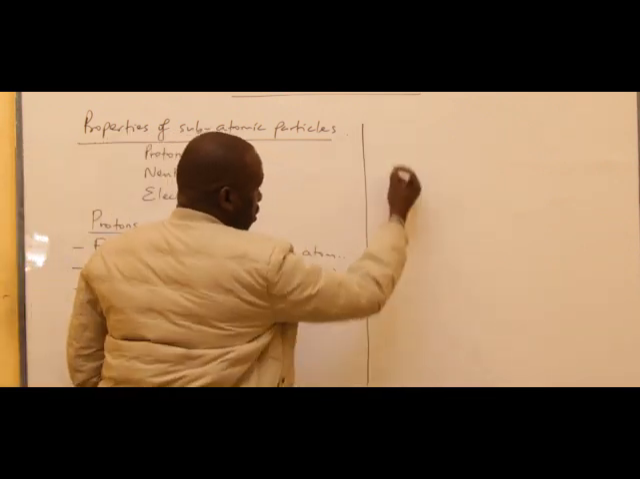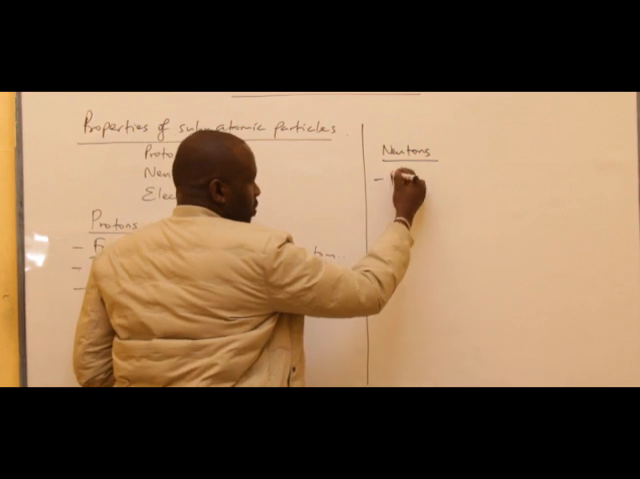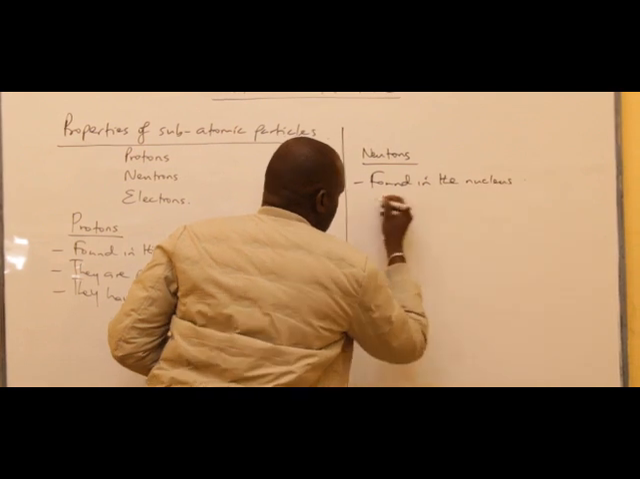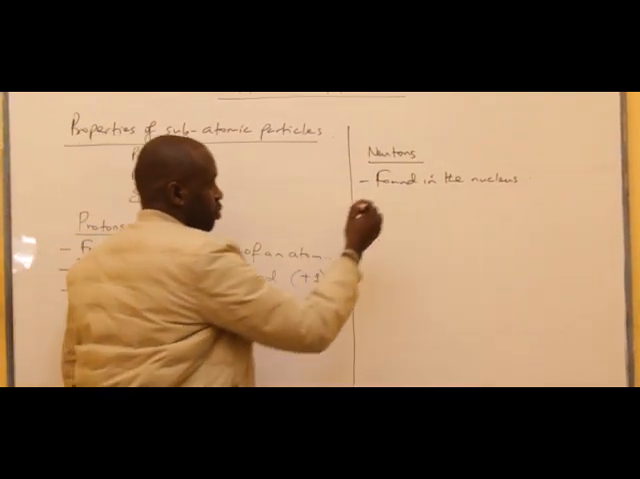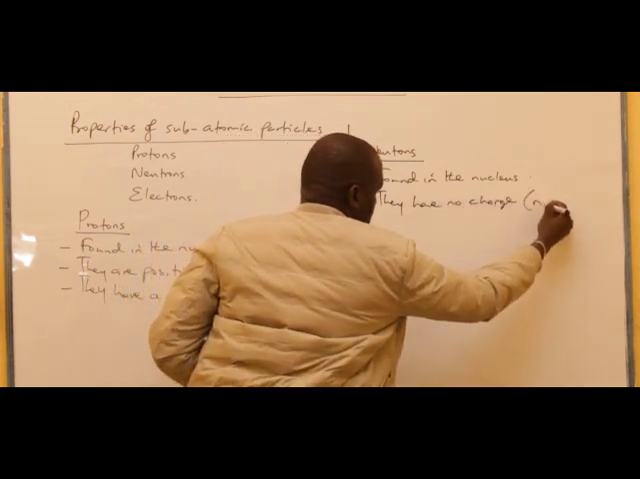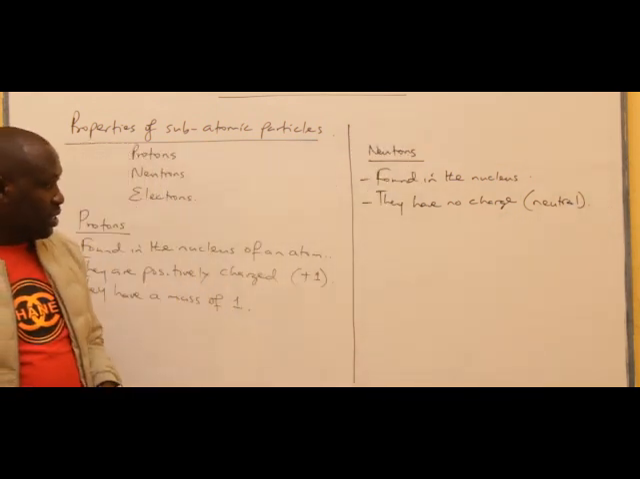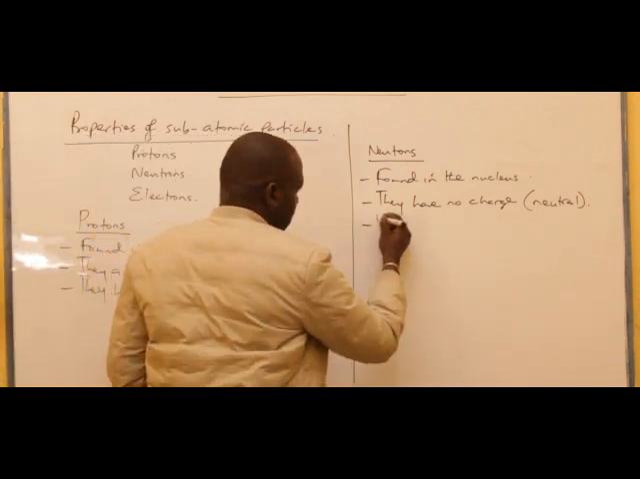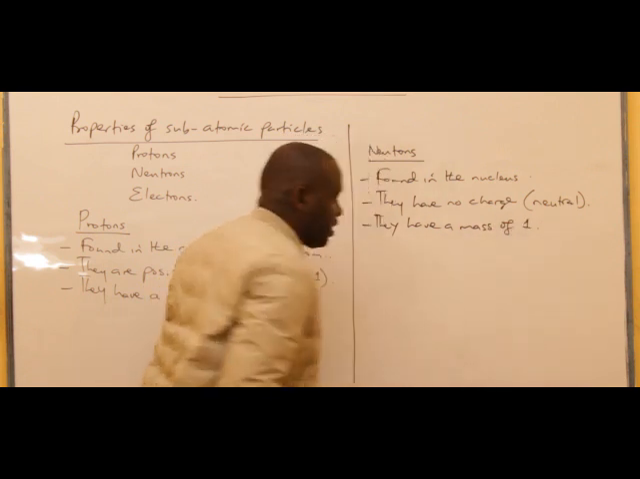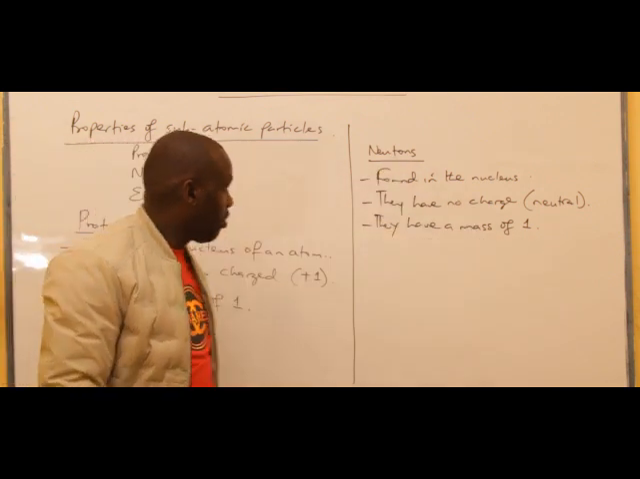Second, we talk about neutrons. Just like protons, neutrons are also found in the nucleus. They have no charge, which means they are neutral. They are not positively or negatively charged. So they have no charge, but they have a mass of 1. The relative mass of protons and neutrons is the same: protons have a mass of 1, and neutrons also have a mass of 1.